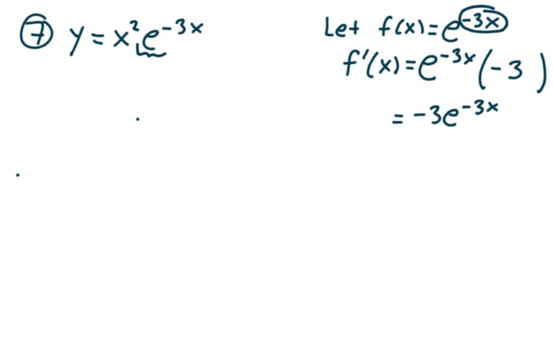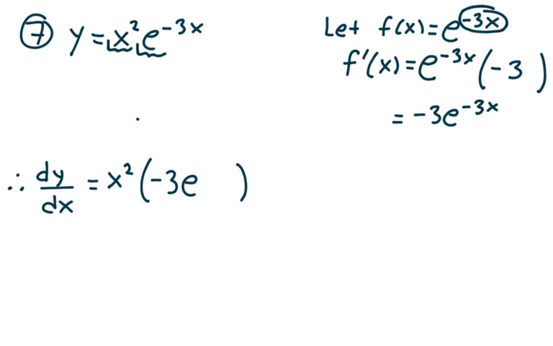And I am now ready to take the derivative. So dy dx is equal to, now I'm going to write down the first function, which is x squared, and I'm going to multiply by the derivative of the second function with respect to x. So in other words, I'm going to multiply by negative 3e to the negative 3x. And I'm going to go plus. And then I'm going to differentiate x squared with respect to x to get 2x, and then multiply by e to the negative 3x.